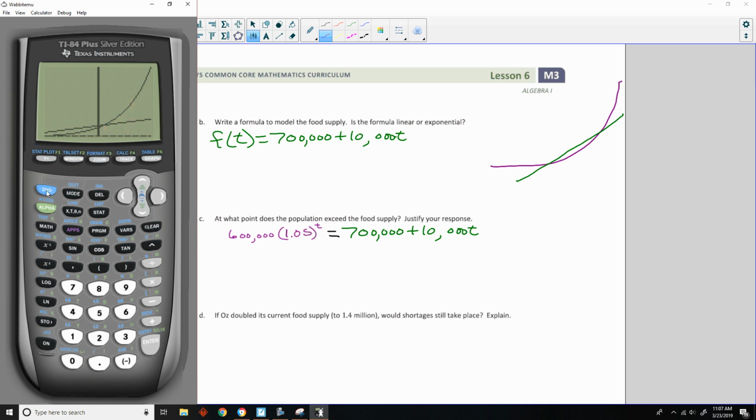So I can now say, hit second, and the blue here, see how the button's blue? That means that it's going to command this. So if I use the trace button, second trace is calculate, and that's what I want. I want to find out where they intersect, so I'm going to hit 5, enter. And then it says curves, first curve, second curve, third curve. So you just hit enter 3 times, and it's going to tell us that x is 4.4 and y is 744,122. This is the number of years, and this is the population.